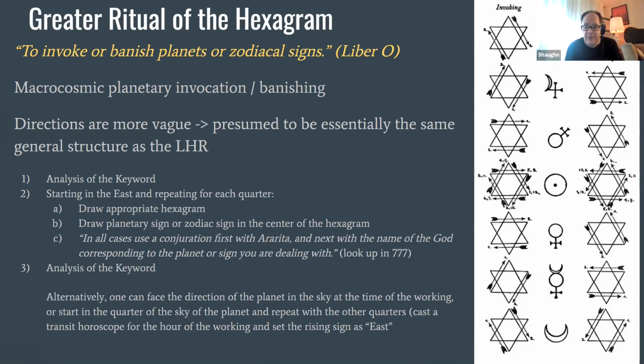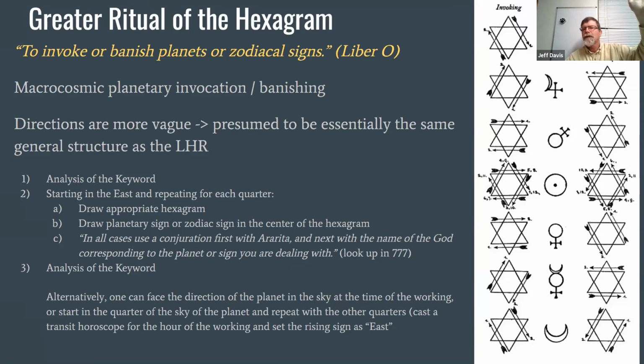So a couple of variations that I've seen: you can face the direction of the planet in the sky at the time, or use that as the starting place. You could also cast a transit horoscope for the hour of the working and set the rising sign as east. So those are all different ways that I've seen it done and heard about.